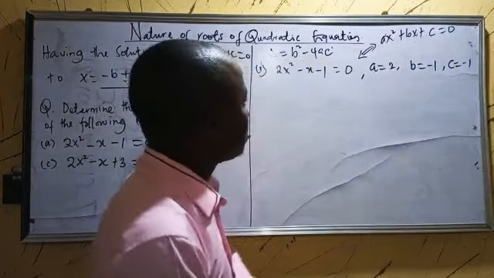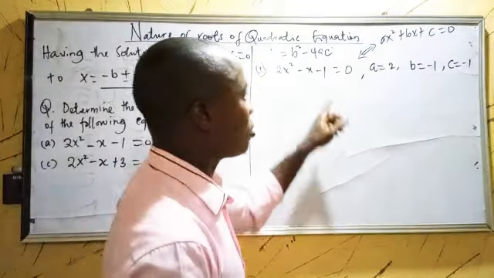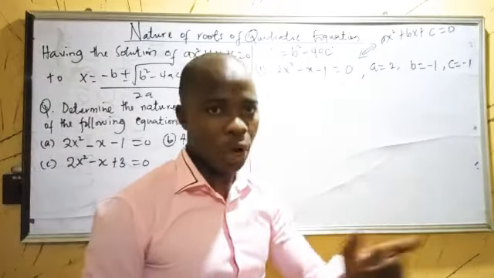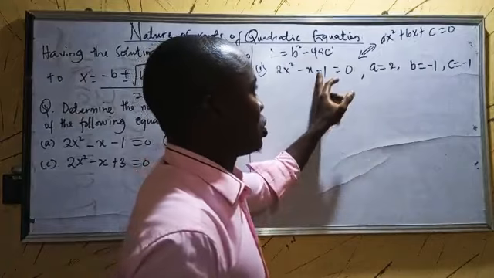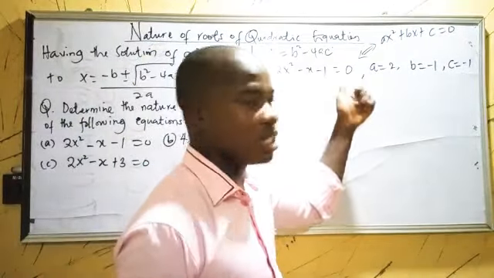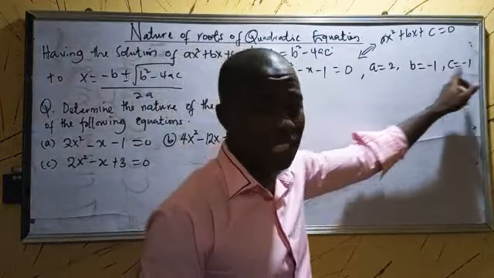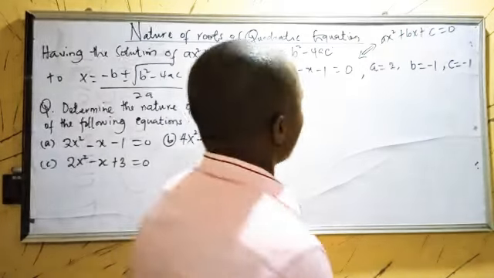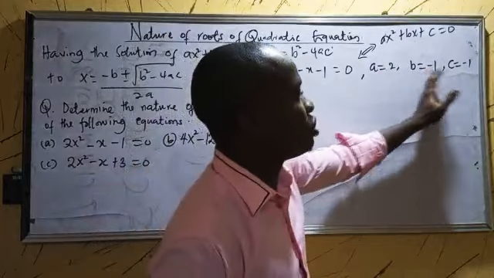Anytime you have a minus, you need to take note of that. We take the negative sign with the number. If you had plus here, you would say c is 1 because it is positive. But since it is negative, you take the number with the negative sign. So now we have a, b, and c.